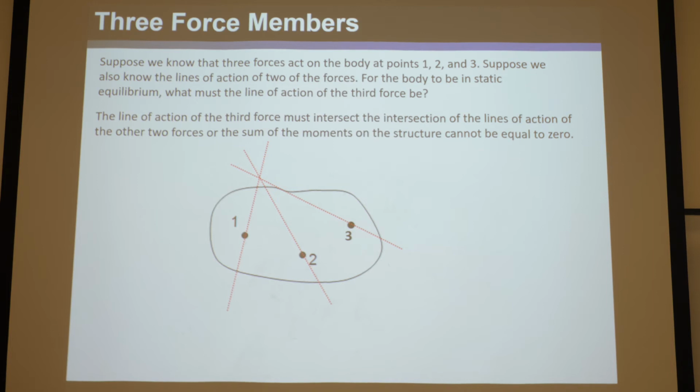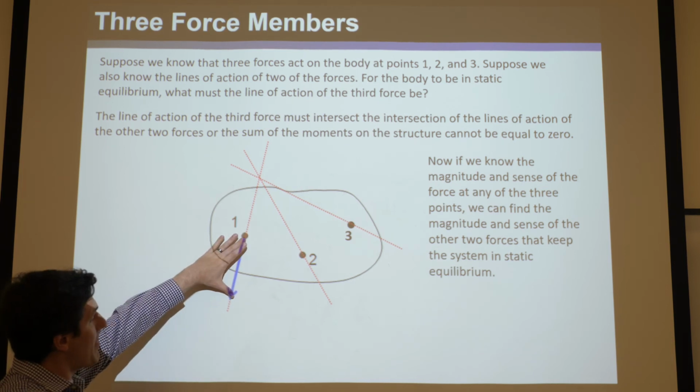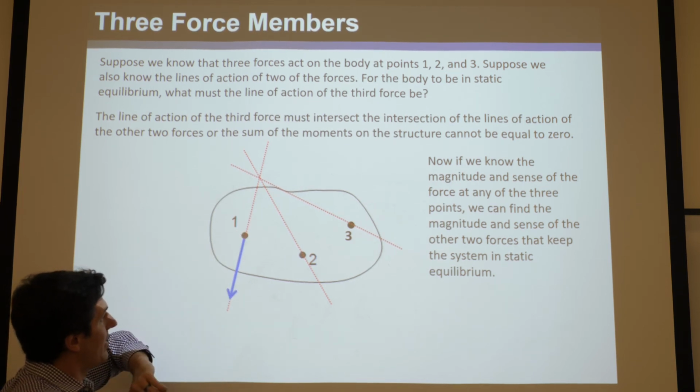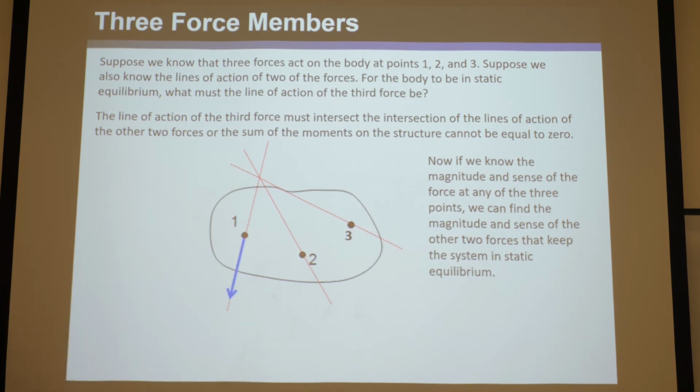So again, if I have a three-force member, I know where they're acting. I give you the line of action of two of them, and you know the line of action of the third. Now, what if I give you the magnitude and sense of one of them? Say I give you the magnitude and direction of this one. How do you find the magnitude and direction of the other two? Well, we can use these force vector loops, right?